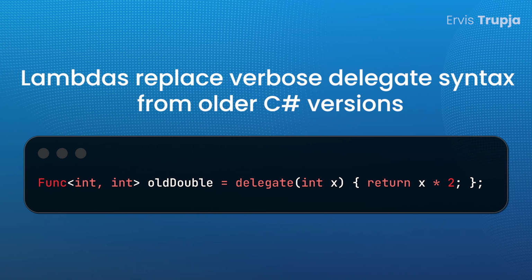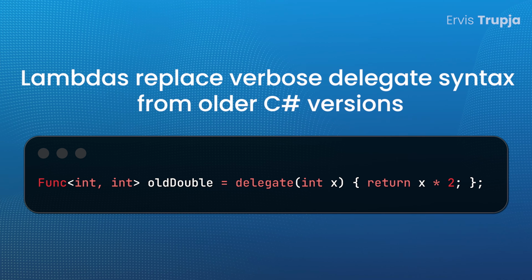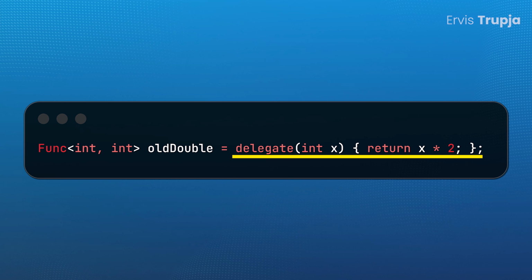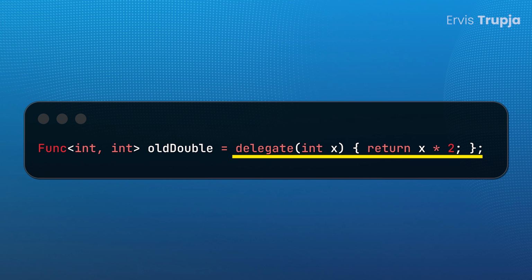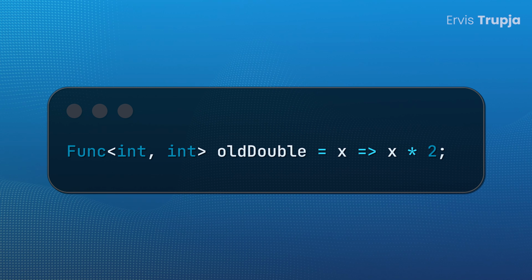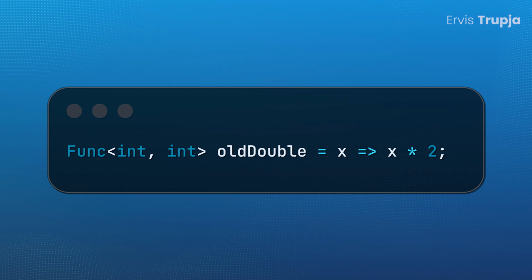Lambdas replace the verbose delegate syntax from the older C# versions. The old way, you would have to write something like this, which was wordy and unclear. The lambda way, you write simply this, expressing the same logic concisely.